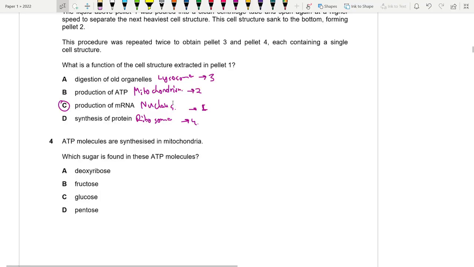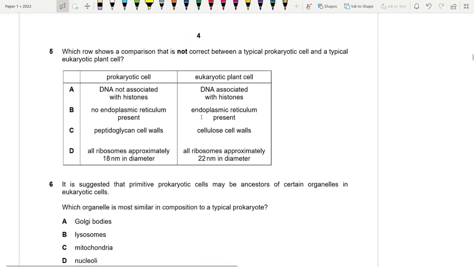ATP molecules are synthesized in mitochondria. Which sugar is found in these ATP molecules? Basically, you need to know that ATP has ribose, adenine, and 3 phosphates. So we have ribose, not deoxyribose. These others are wrong, these are hexose sugars. So we have a pentose sugar, which is ribose specifically.